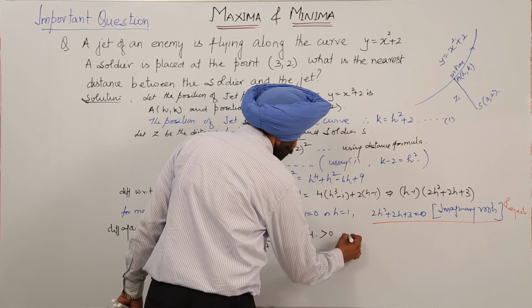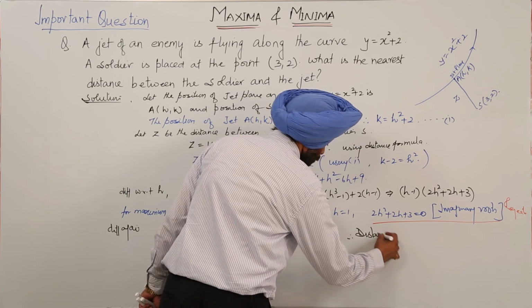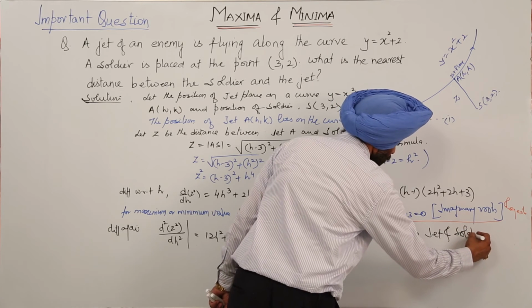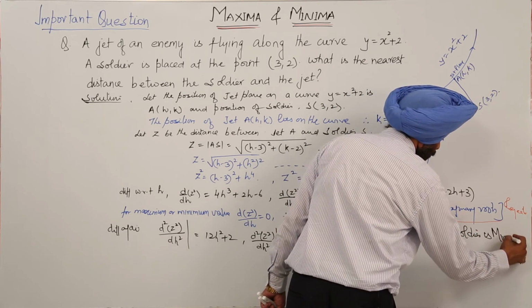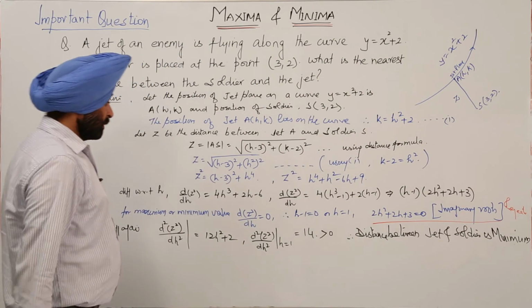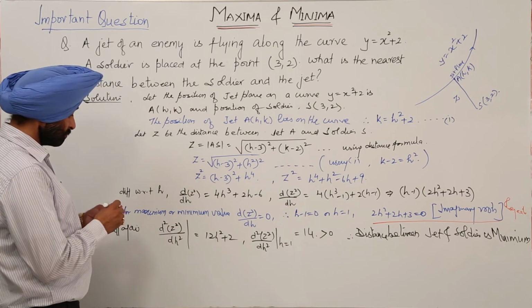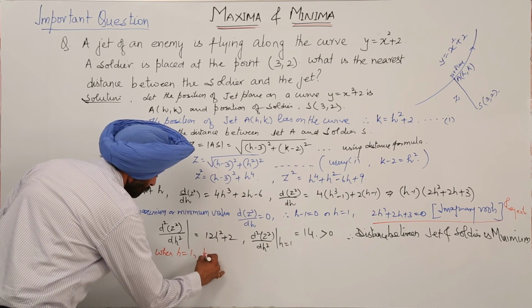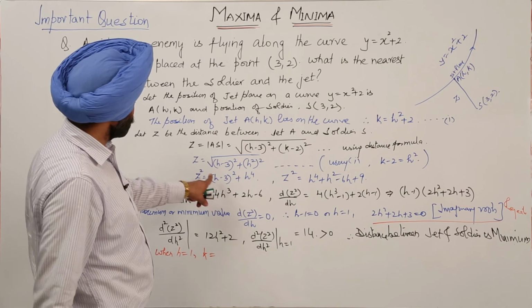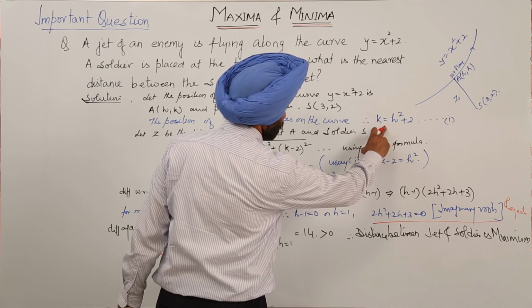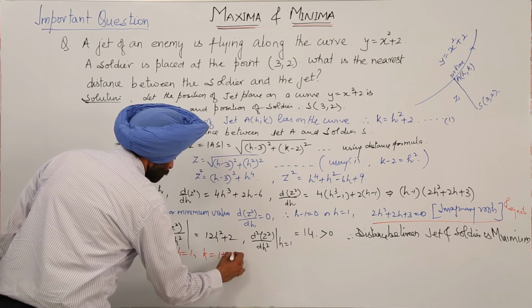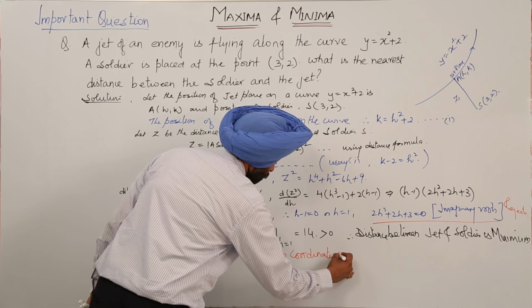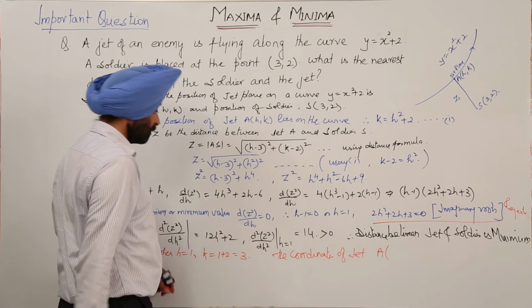Now this is greater than 0, therefore the distance between the jet and soldier is minimum. One thing. Now what are the coordinates for the jet? When h is equal to 1, then k is equal to h square plus 2. So k is equal to 1 plus 2 is equal to 3. So the coordinates of the jet are (1, 3).